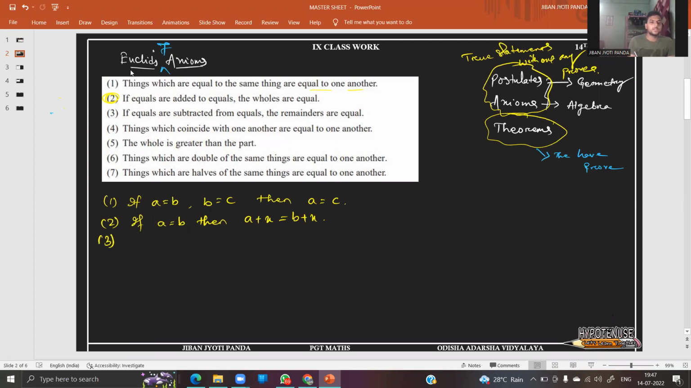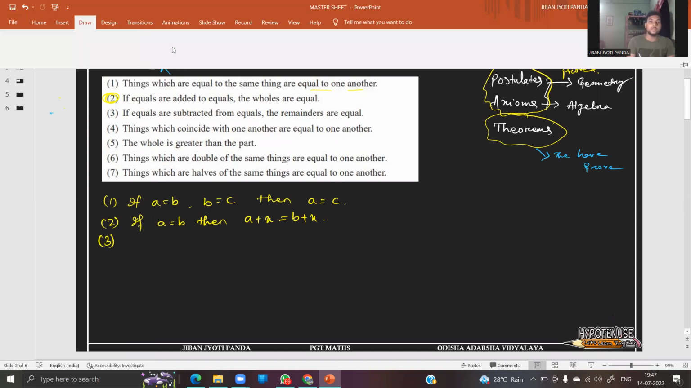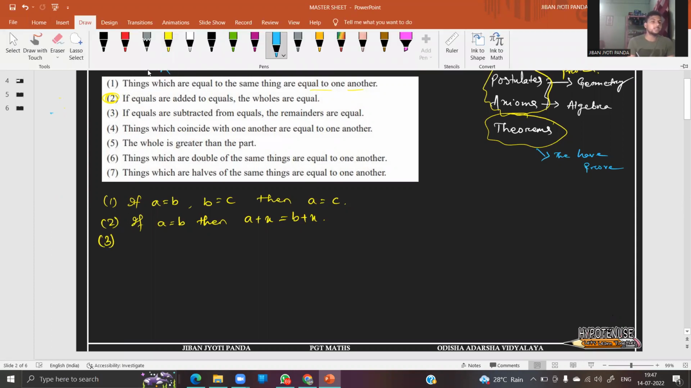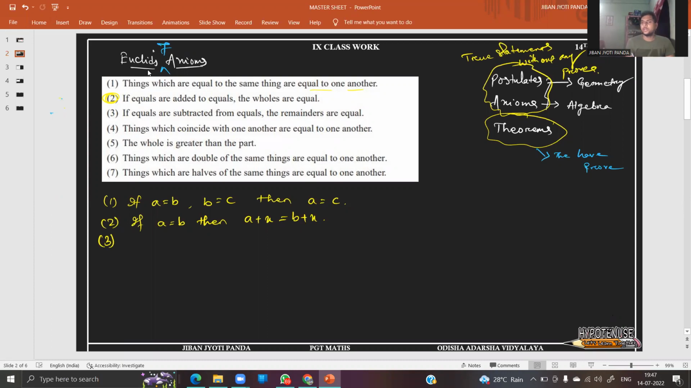Third one says: if equals are subtracted from equals, if we subtract an equal thing from an equal thing, we are going to get equal things. Like if A is equal to B, then A minus X is equal to B minus X. So these are the definitions by Euclid's, and these are how we are defined to make us understand. We are writing to explain it to ourselves.